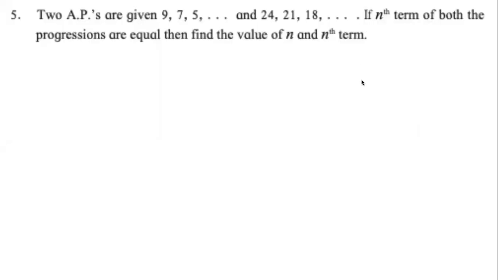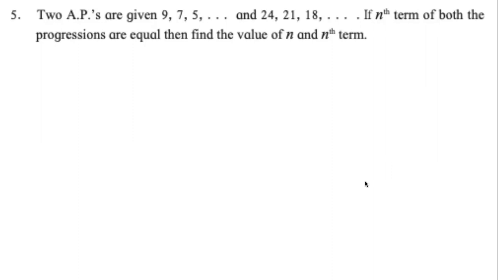Next question, which is question number 5 of problem set 3. It reads, 2 APs, once again bad English. It's not apostrophe S, it should be just APs. The apostrophe should not be there. 2 APs are given. What are the APs?